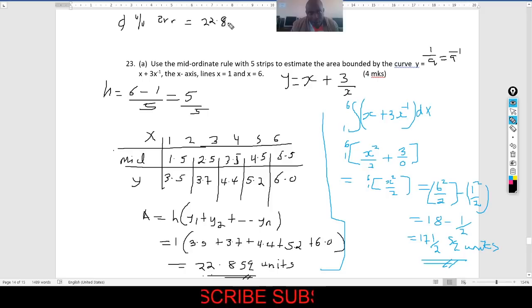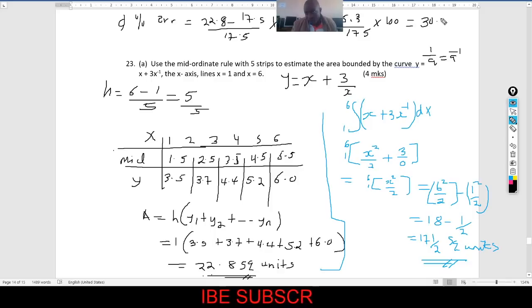22.8 minus 17.5 divided by 17.5, then times 100. So if you subtract this, you get 5.3 divided by 17.5 times 100. This gives you 30.29%. So that was the percentage error in using the mid-ordinate rule.